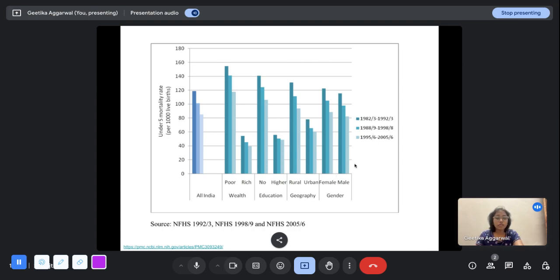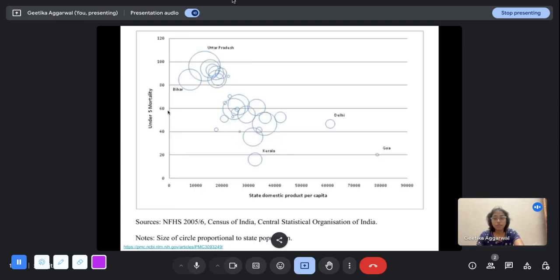So, at least in this under 5 mortality rate, it has become much better. The gap between male and female is reducing. But in all the others, the difference between poor and rich, in the amount of education and in their geography, you can see very clearly how certain sectors have access to much better care as compared to the other sectors of the society.